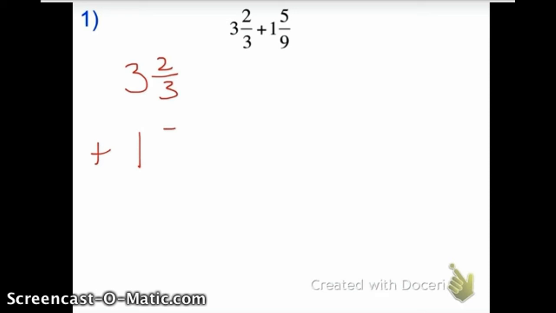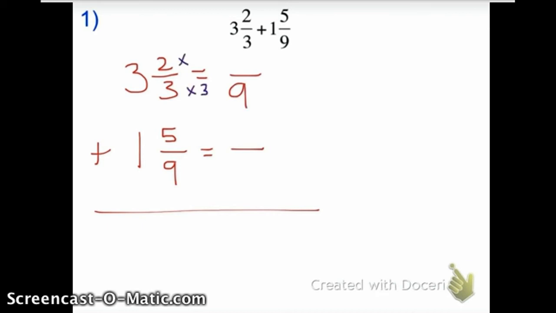The first problem here looks like that. So again, the first thing you want to do is find a common denominator, which most of you can just look at this and know that it's going to be 9. Over here, I need to multiply this by 3, do the same on the top, and I get a 6.